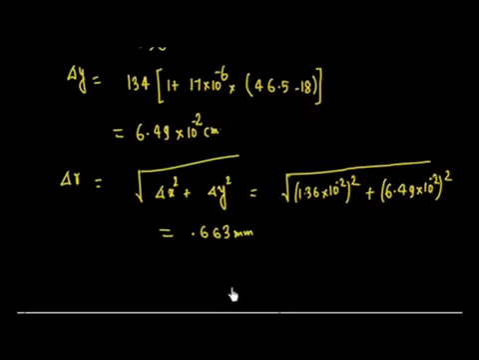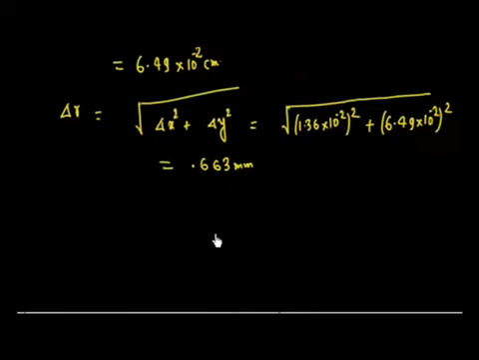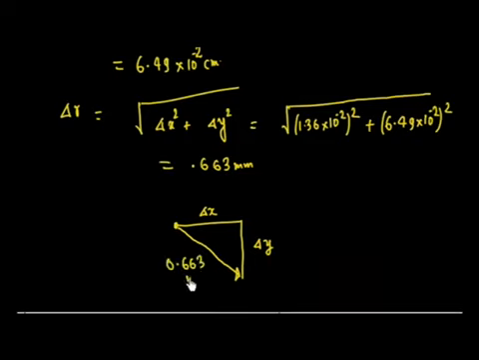So we can calculate theta also. What is happening? The initial elbow position is here, and now it has displaced delta x in this direction and delta y in this direction. So finally this elbow has now reached this position. What is this deflection? This is 0.663 mm. This deflection is a small deflection, and that's why I said initially that this deflection is small.